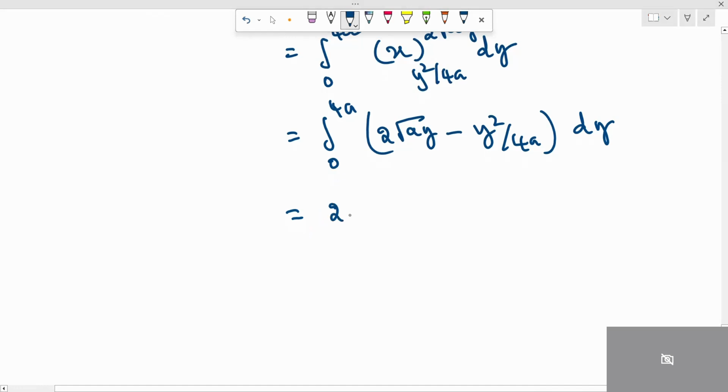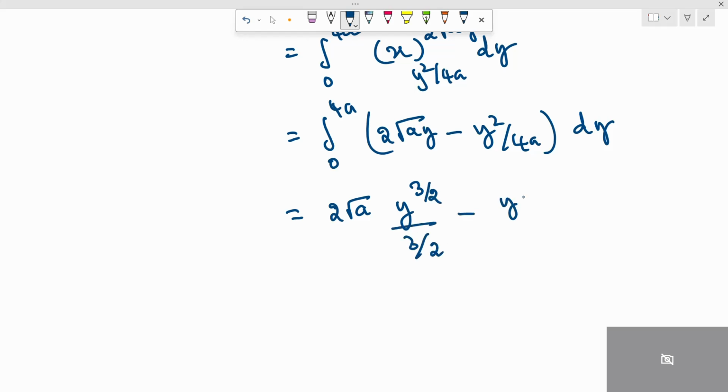Here 2 into root a is constant, and root y means y power 1 by 2. If we integrate with respect to y, it will be y power 1 by 2 plus 1, that is 3 by 2, divided by 3 by 2, minus y square. Y square means y cube, already we are having 1 by 4a, and 3 will come. Limits are 0 to 4a.